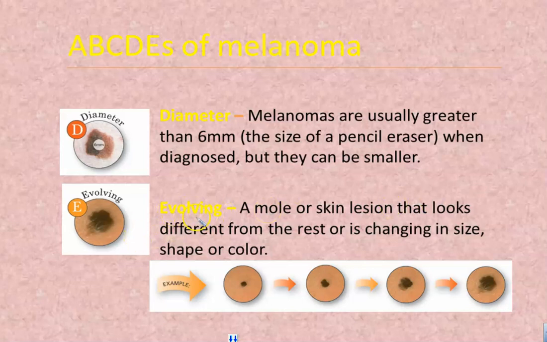So E is for evolving, and so this is when it started out maybe small and then we start to see it's changing its shape. It could be within a few months or so. So it is evolving over time. It's looking different. So for your essay, you will have to tell me what A, B, C, D, and E stand for and give me a description of it. All right, that's about all we're going to say for the skin cancer.